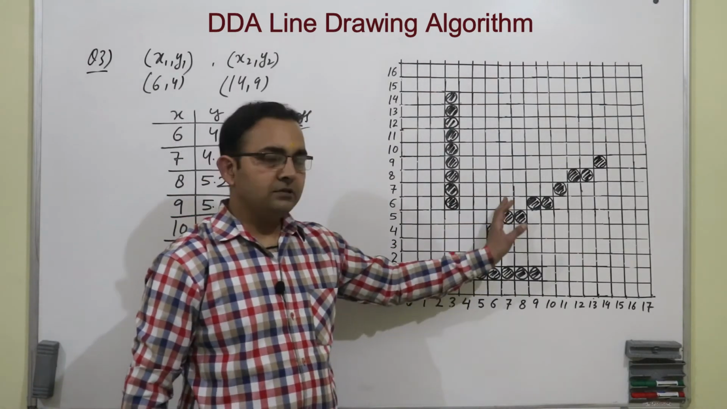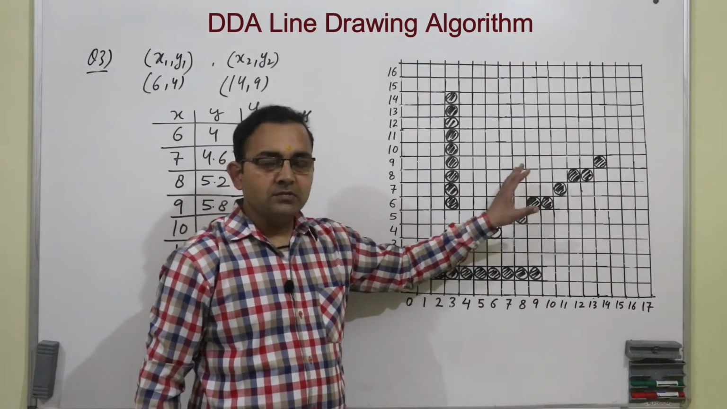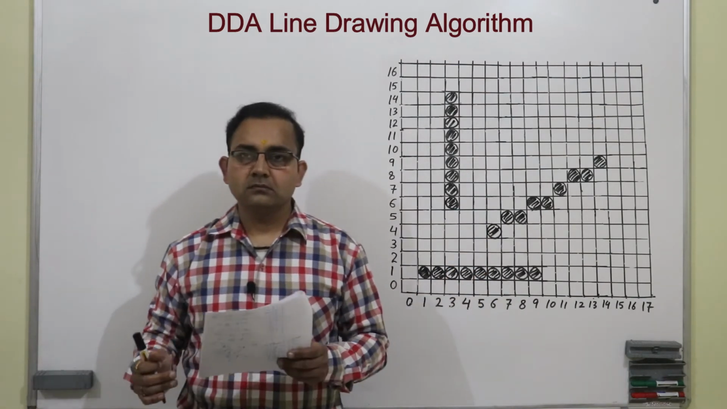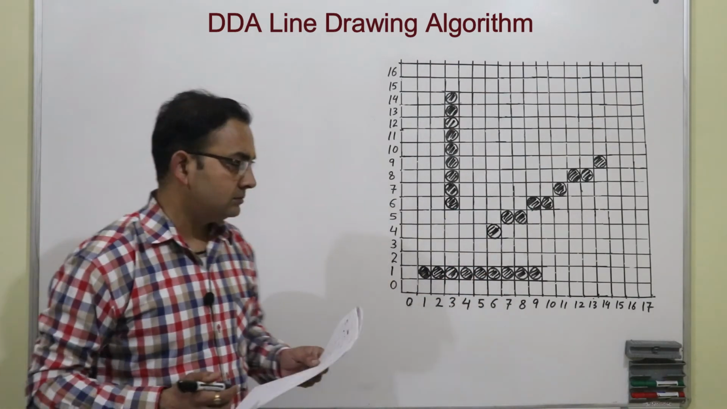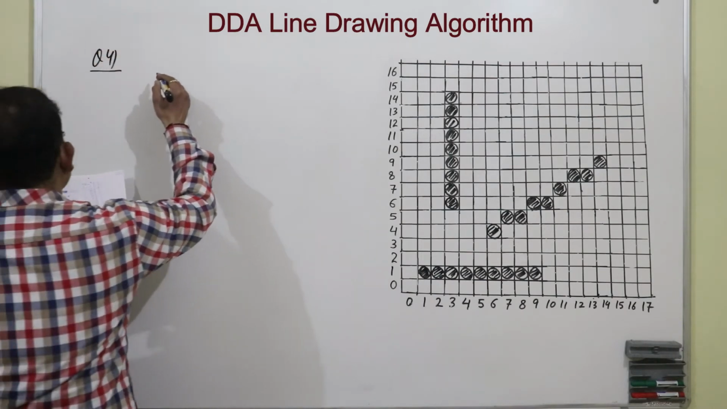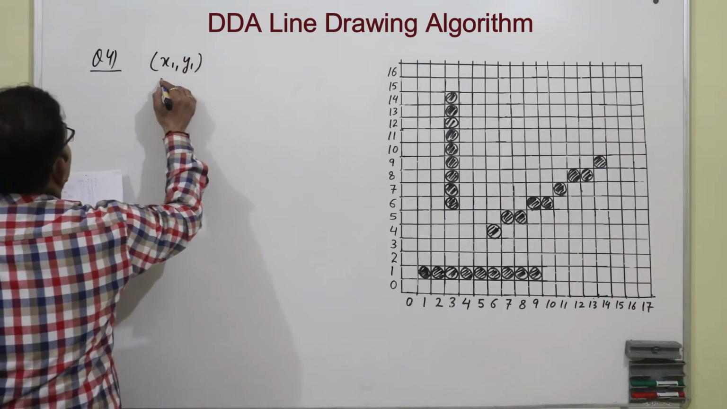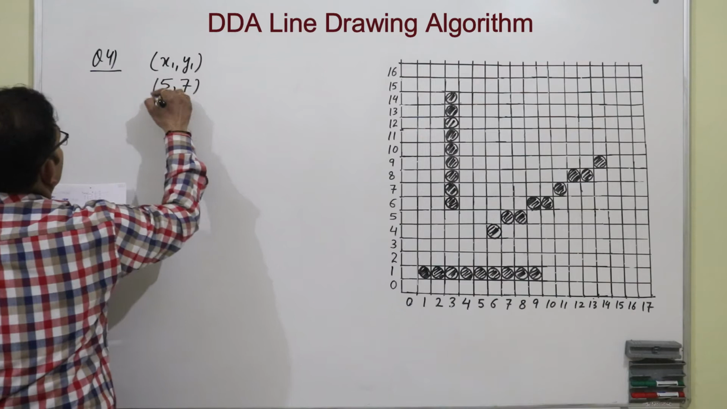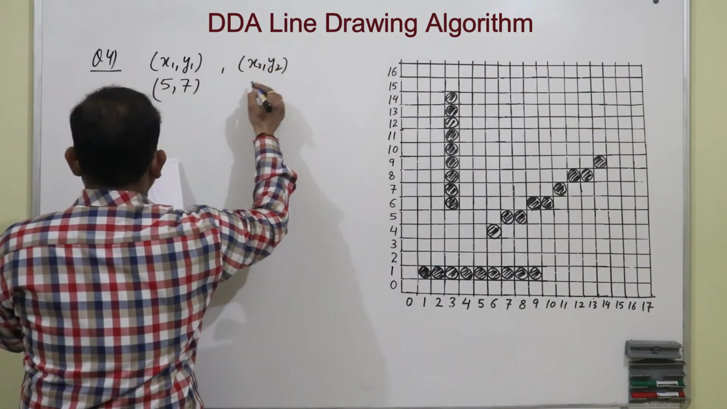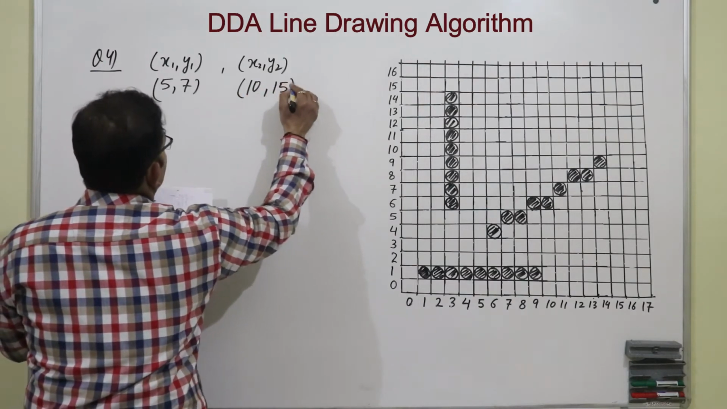So line will pass through these pixels. We can see that it is not a straight line, but when we will zoom out, it will look a straight line. Question number 4. Question 4. Initial coordinates x1, y1, 5, 7. Final coordinates x2, y2, 10, 15.